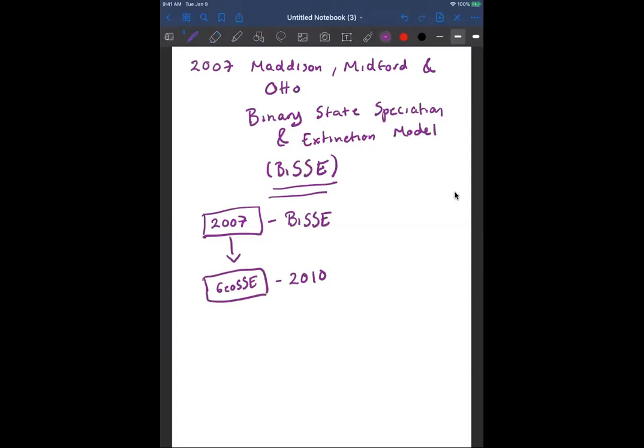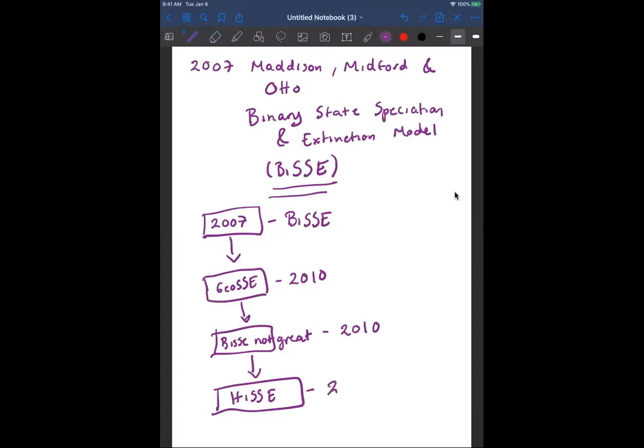It's late at night. In 2010, then two rebuttals, one very important one saying SSE is not great, by Emma Goldberg and Dan Rabosky, who show it has lots of problems, also in 2010. And then a solution to the problems of SSE, which is the hidden states, by Jeremy Beaulieu and Brian O'Meara in 2016. And then millions of papers with hidden states or semi-parametric methods like PCMs.